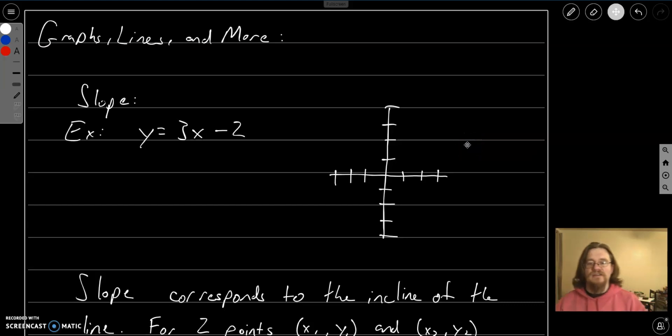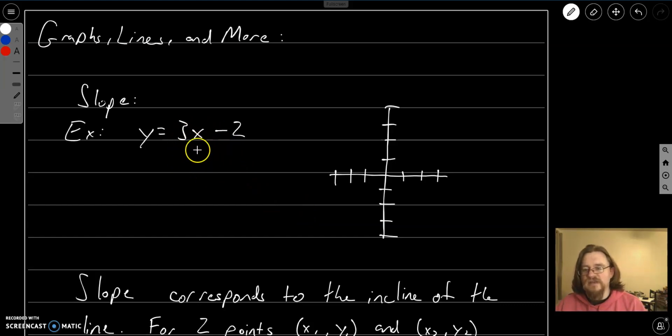And welcome back. This will finish up our review, and we will be looking at graphs, lines, and just a little bit more. So to begin with, looking at graphs of straight lines, we have y is equal to 3x minus 2, and this is something that you've probably seen quite a bit before.